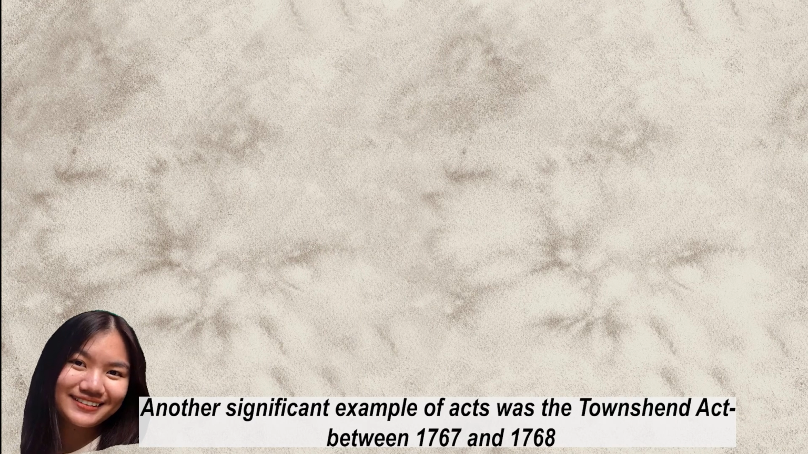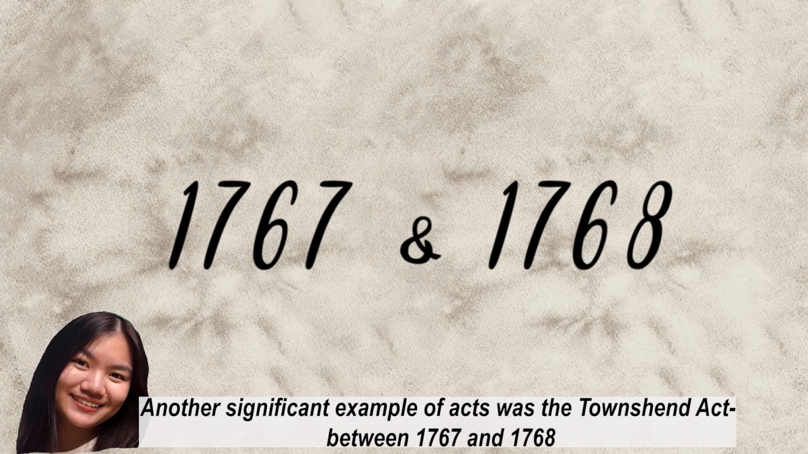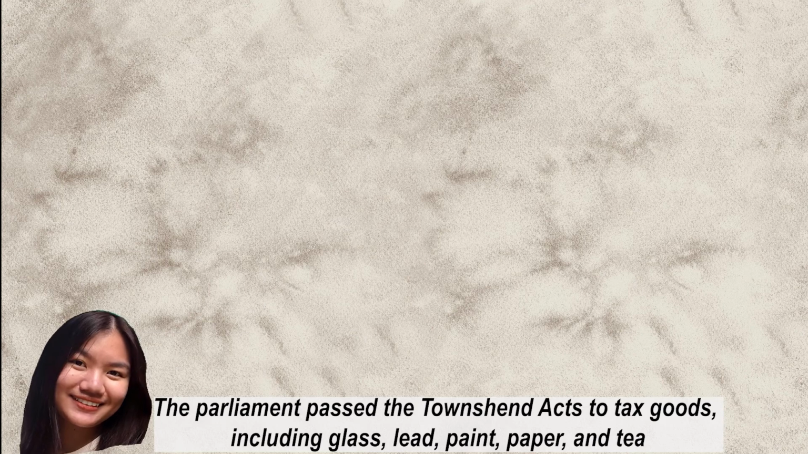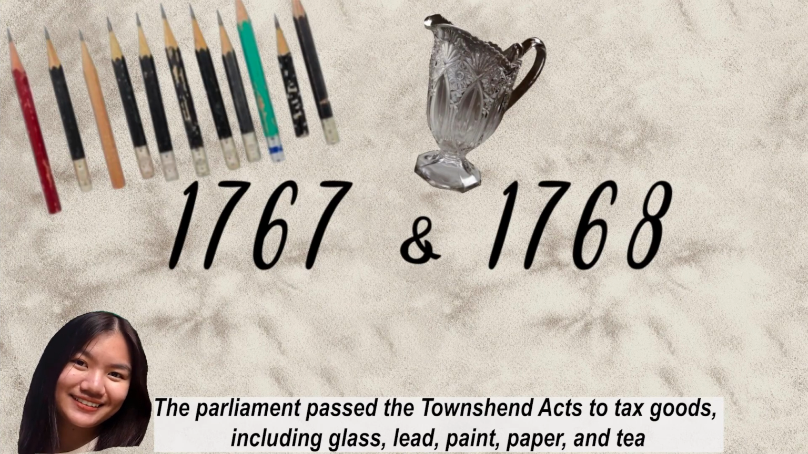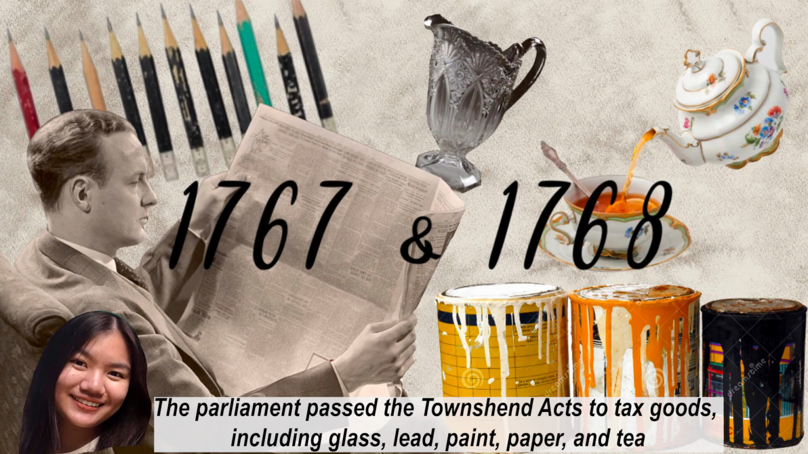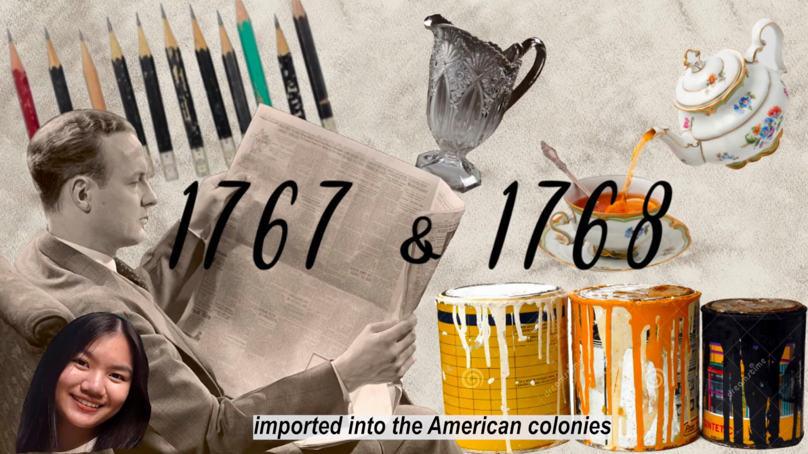Another significant example of acts was the Townshend Act between 1767 and 1768. The British Parliament passed the Townshend Act to tax goods including glass, lead, paint, paper, and tea imported into the American colonies.